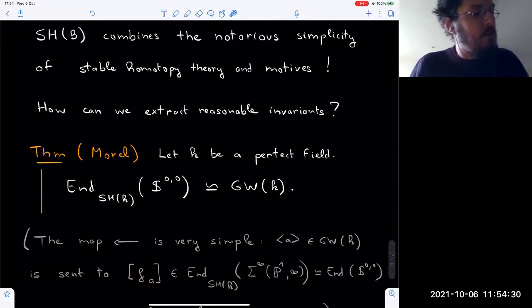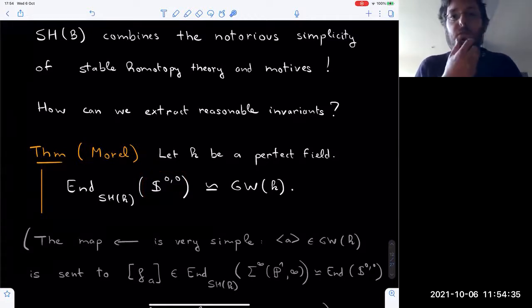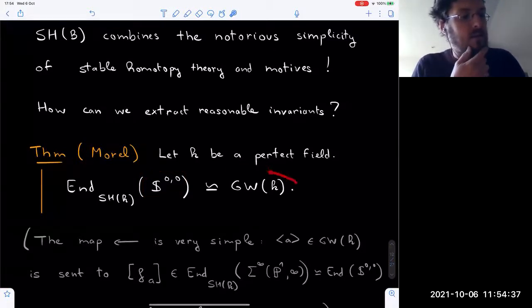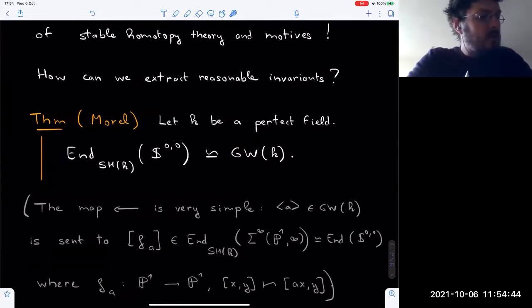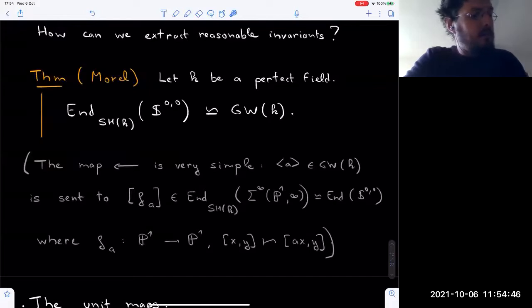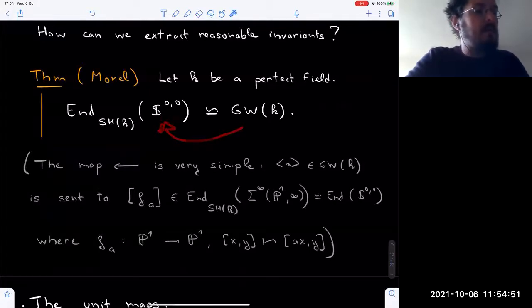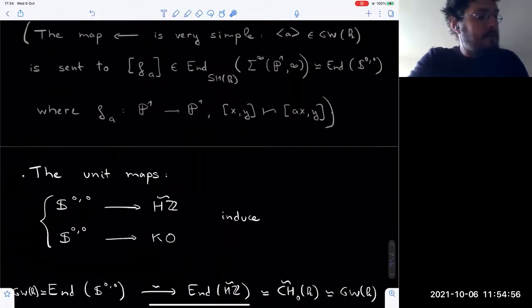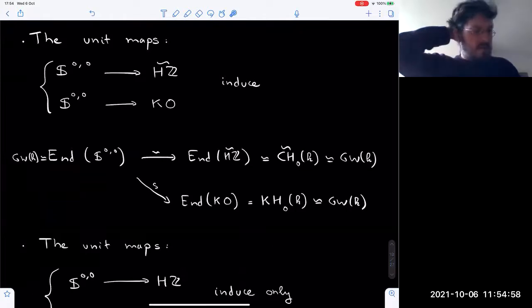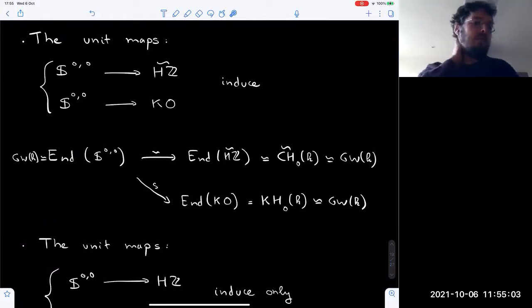It tells you that the endomorphism of the sphere S00, which is the unit for the smash product, is the Grothendieck-Witt ring of the base when the base is a perfect field. The map is actually very simple, but maybe for lack of time, the map in this direction is very explicit, but the fact that it's an isomorphism is quite a deep result. This fact can also be interpreted in the following way.